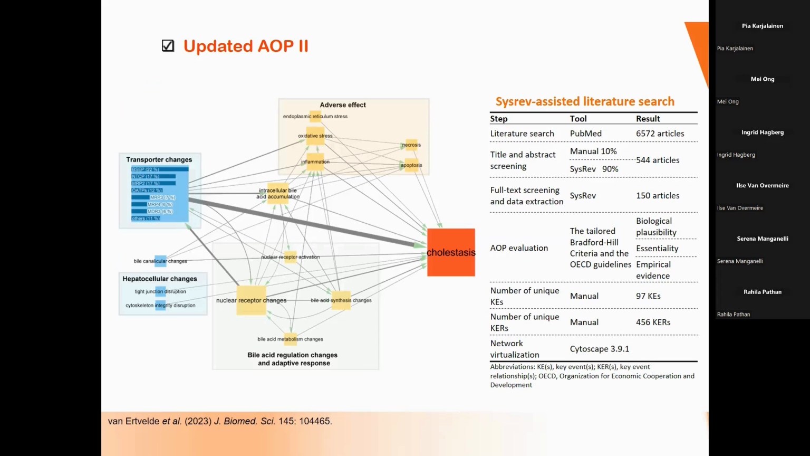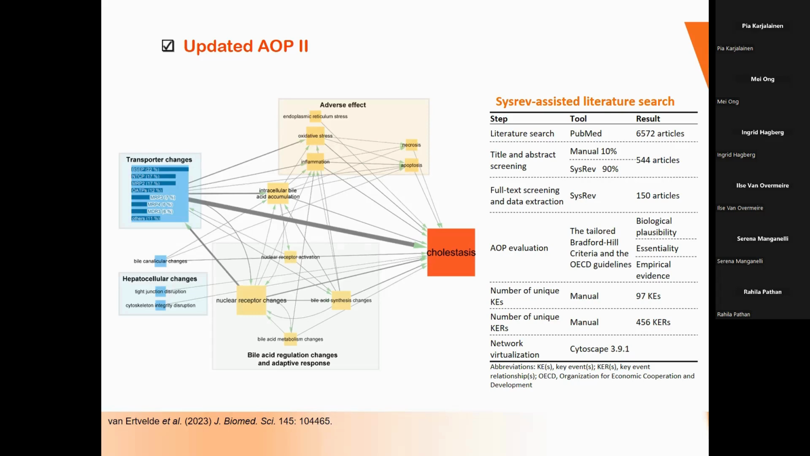So the very first version of the AOP, and I think most of the AOPs out there, are the results of manual collection of data, which bears the risk, of course, that you would miss out and overlook some data because there are so many out there. So that's why in the context of a European project I currently coordinate, namely OnTox, we used this SysRef, which is basically a machine learning tool to update the AOP.